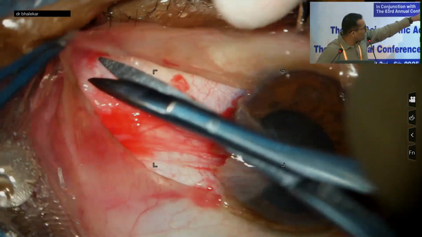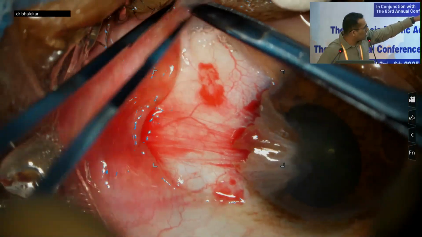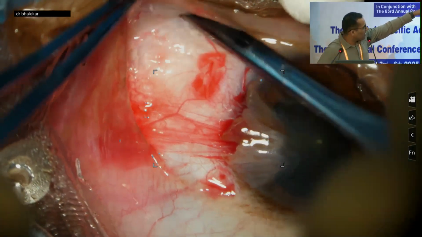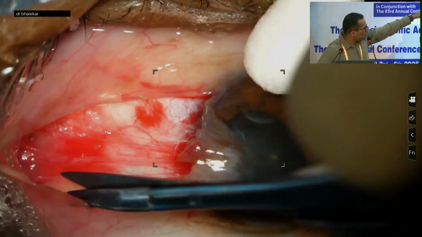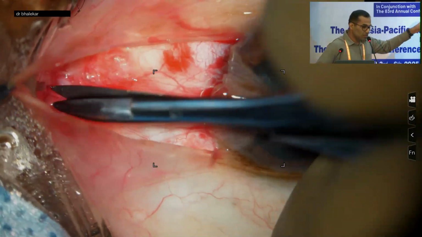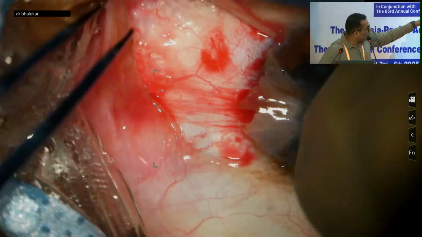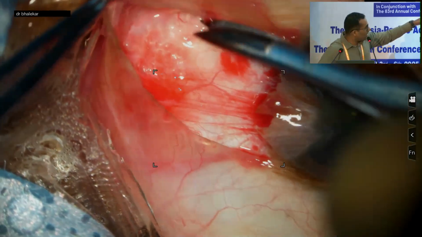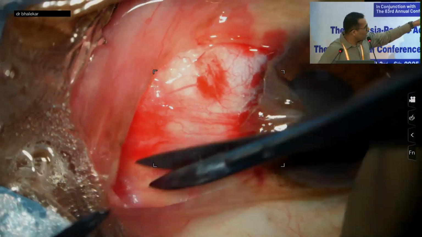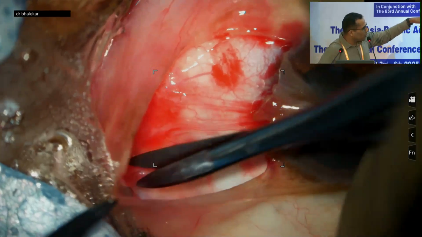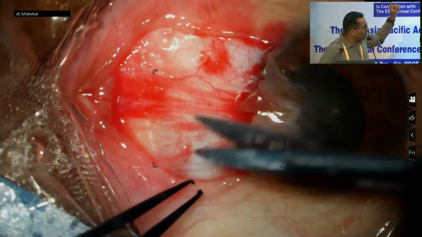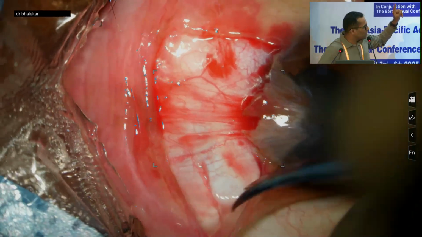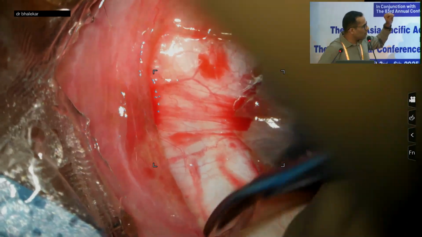So you can see I am trying to zoom, and that whitish thing, beyond that there will be orbital fat, that whitish thing. So that is orbital septum. So the healthy tenons is almost up to that point, healthy as well as diseased tenons. So you have to go almost up to that point. So I am trying to undermine again here. So everywhere you have to go from superior to inferior to medial rectus everywhere, and you have to remove all that tenons.